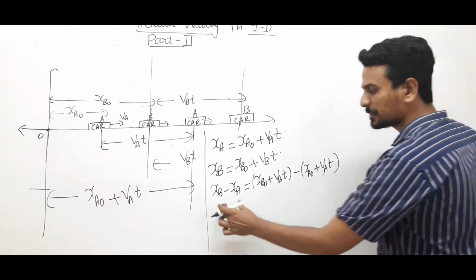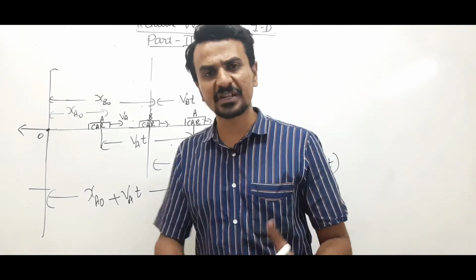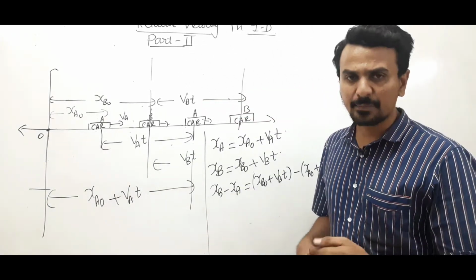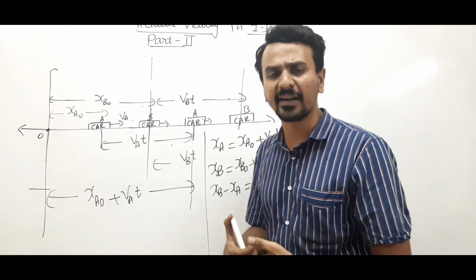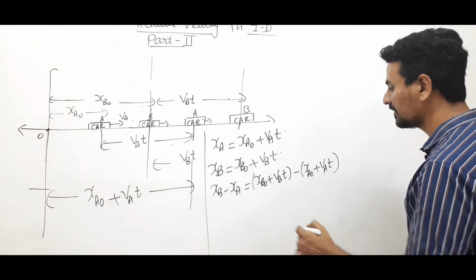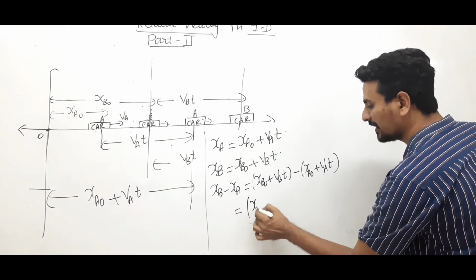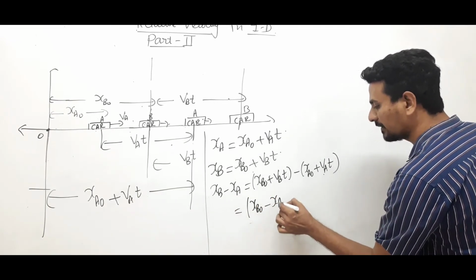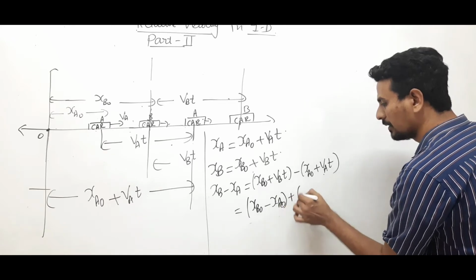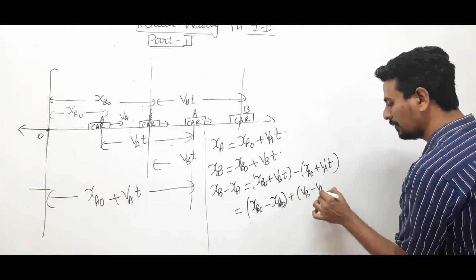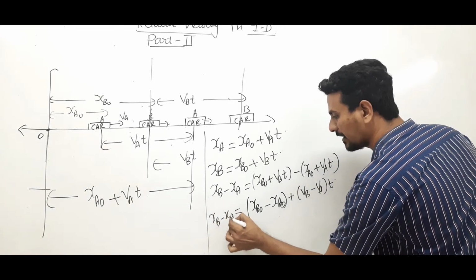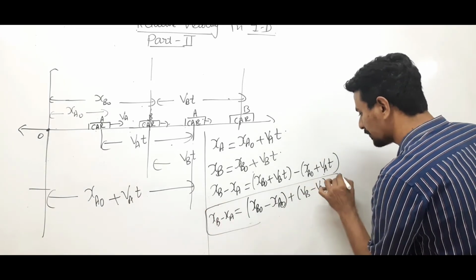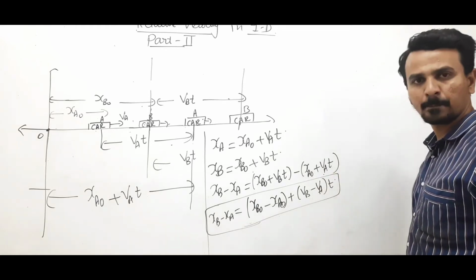Right? XB minus XA will give me the relative position between A and B. Car B is this many meters or kilometers ahead of car A. So this can be written as XB0 minus XA0 plus (VB minus VA) into T. This is the expression. This is how we will calculate the relative position between two objects.